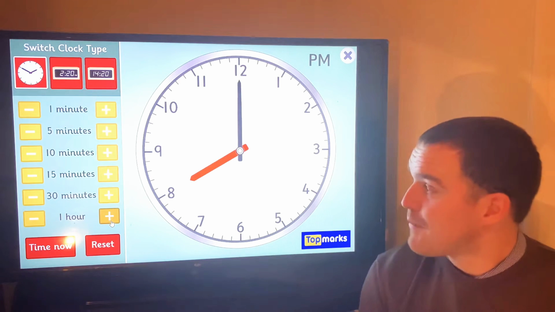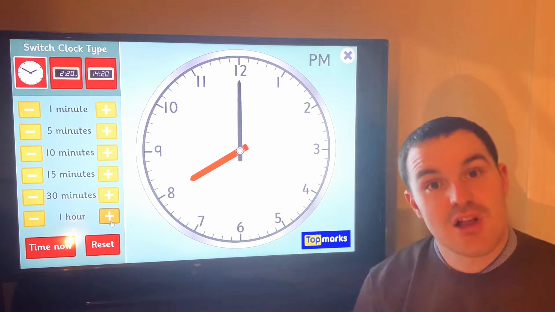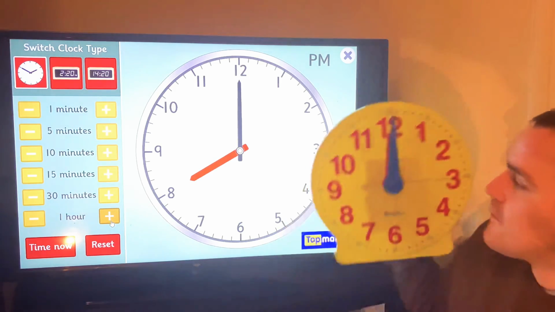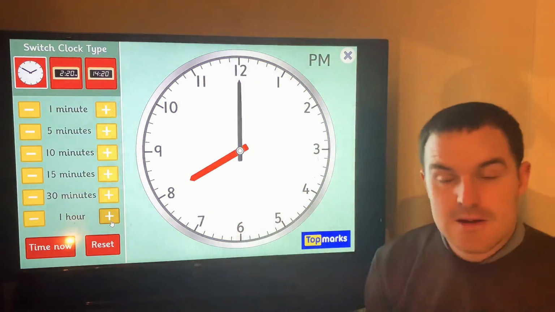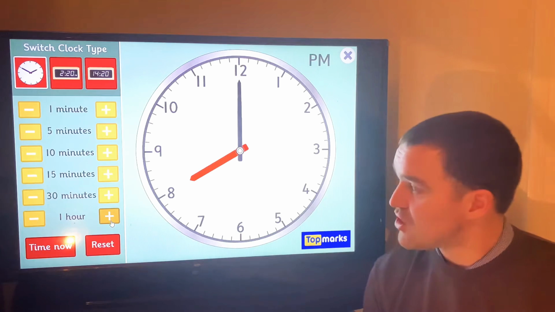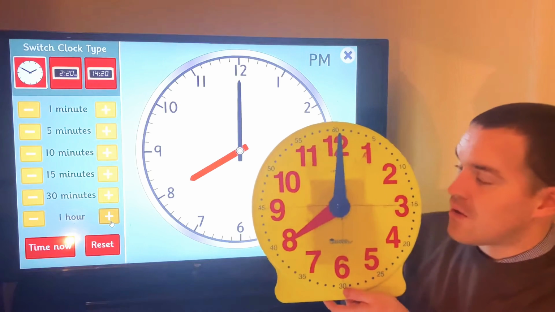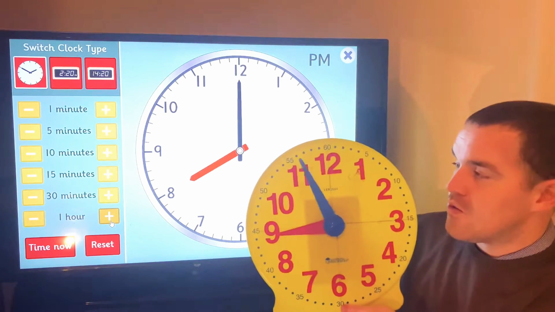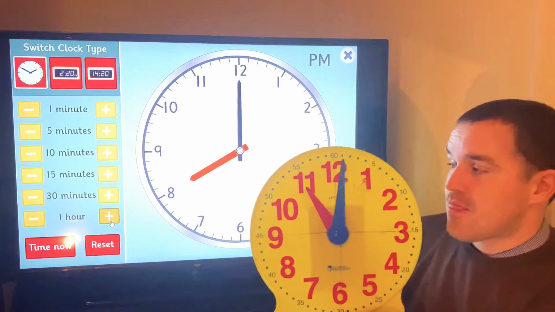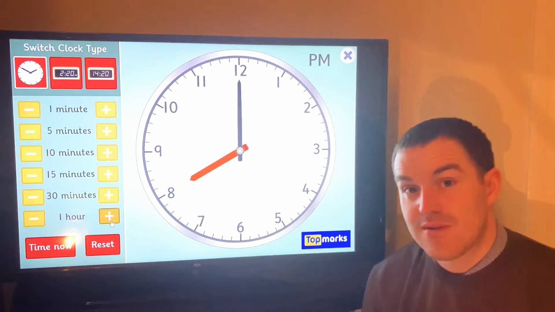This time I'm going to do 8 o'clock to 12 o'clock and see how many hours in between that. So I'm going to put my clock back to 8 o'clock, and I want you to do the same. Let's see how many hours we have to pass to get to 12 o'clock. So 8. 1 hour takes us to 9 o'clock. 2 hours takes us to 10 o'clock. 3 hours takes us to 11 o'clock. And 4 hours takes us to 12 o'clock. So from 8 o'clock to 12 o'clock was 4 hours.